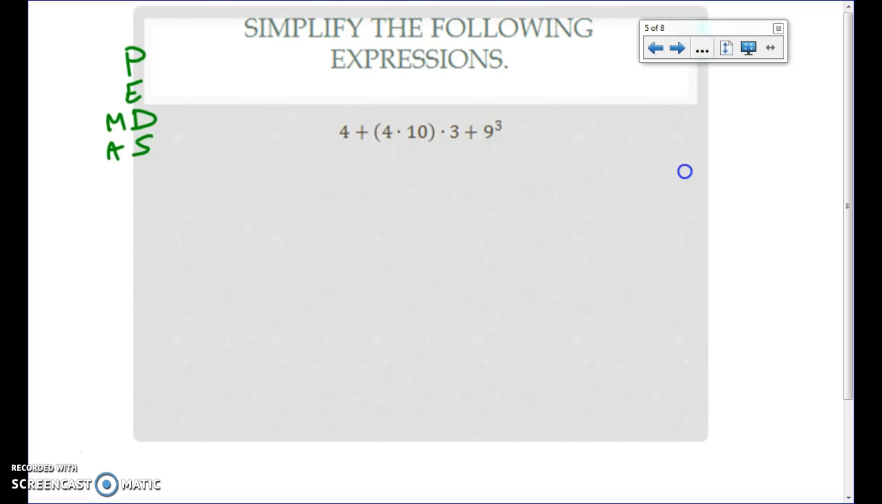So I do see there are parentheses here. So what I'm going to do is I'm going to highlight those. And temporarily, I'm going to scribble out everything else. I'm going to ignore everything else besides what's in the parentheses. Okay, and I'm just going to do what's in the parentheses first.